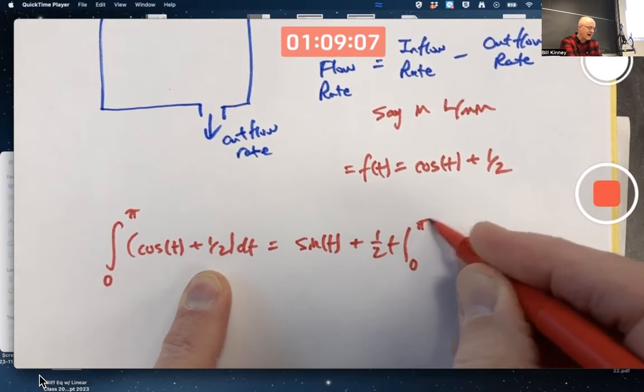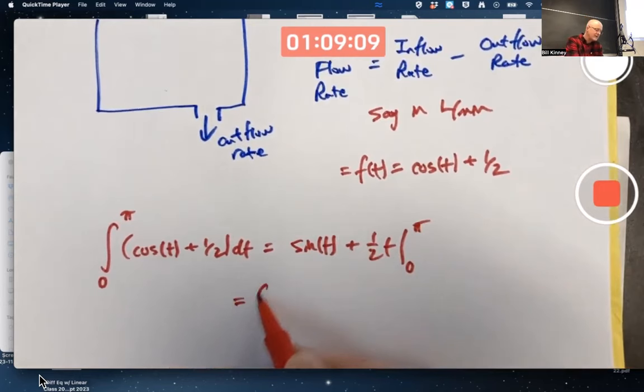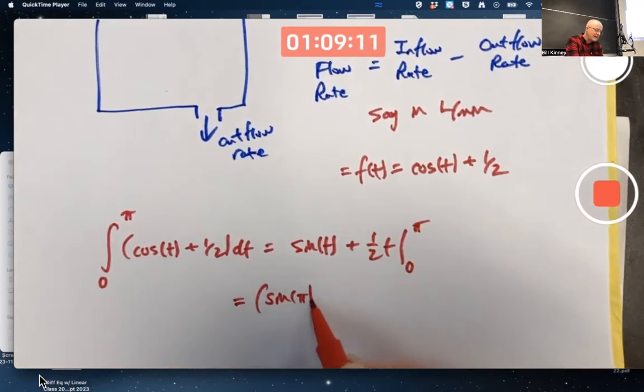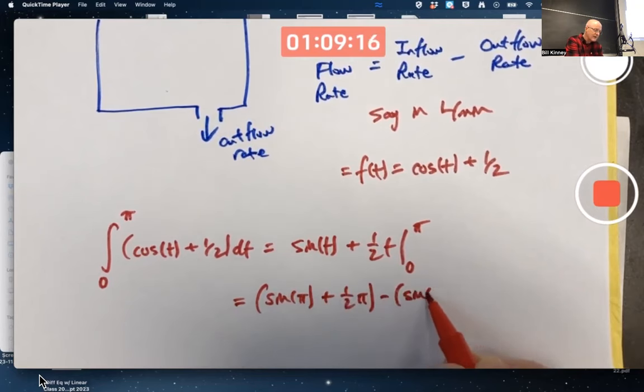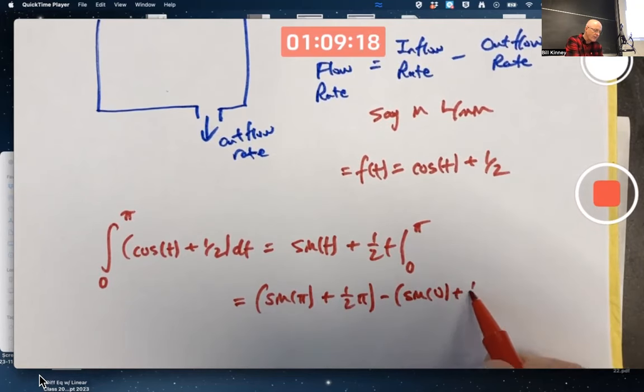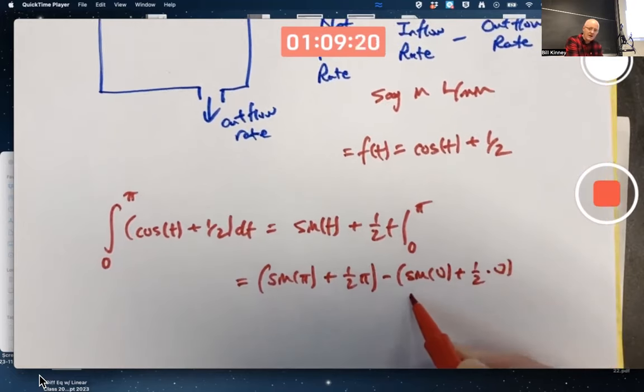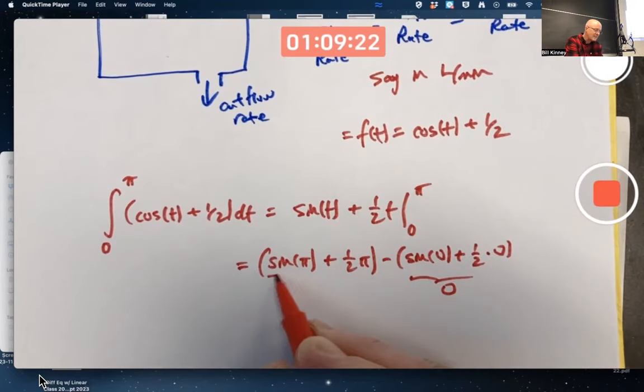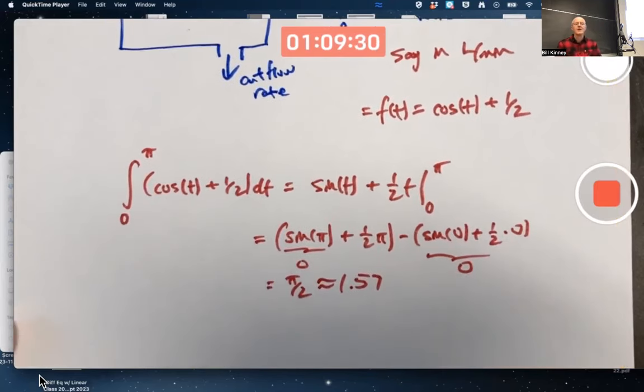This goes from 0 to pi. You evaluate this function at pi, subtract what you get when you evaluate the function at 0. This all does become 0 again. Sine of pi is 0. The answer is pi over 2, about 1.57.